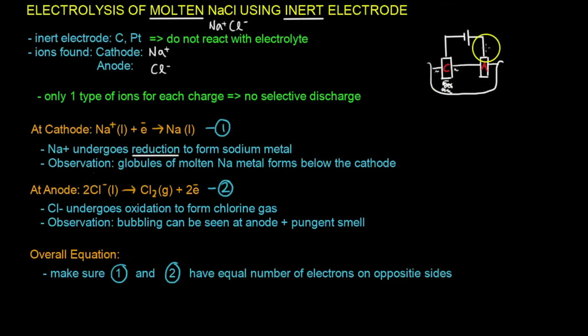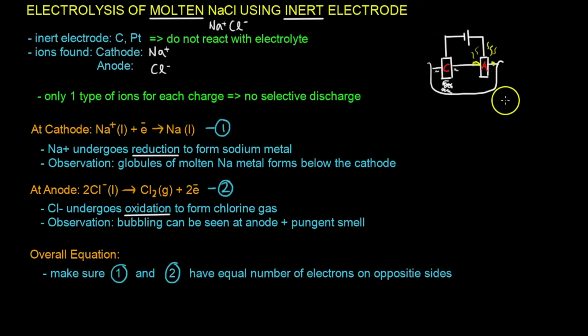On the other hand, at the anode side, we established that the anode only has Cl minus. Cl minus liquid, same concept here because it's molten, will form Cl2 gas and release 2 electrons. That's because Cl minus undergoes oxidation, the opposite of reduction, to form chlorine gas. The observation is that bubbling can be seen at the anode, plus there's a pungent smell. You can actually see a bit of yellowish gas coming out, and there'll be some bubbles on the surface.